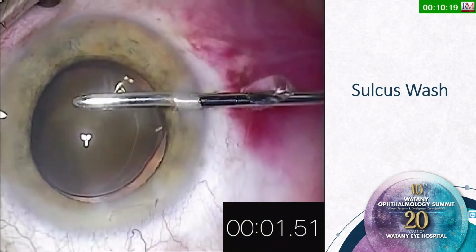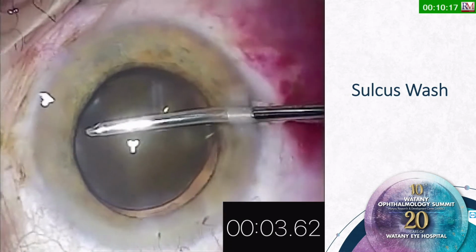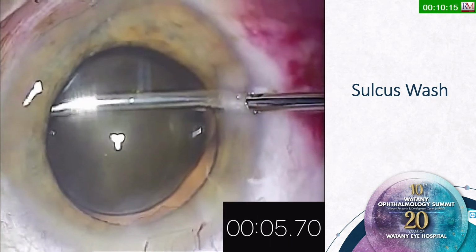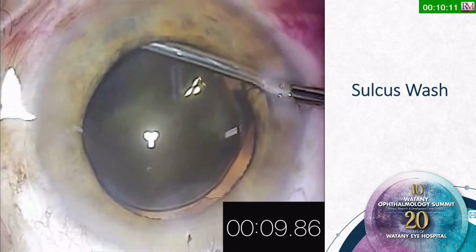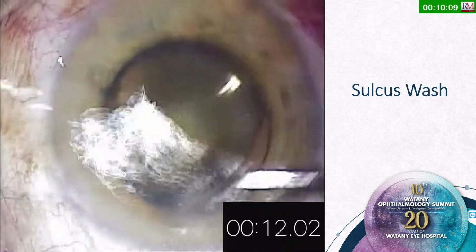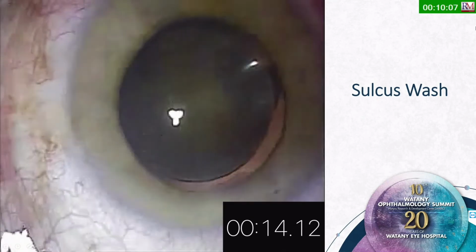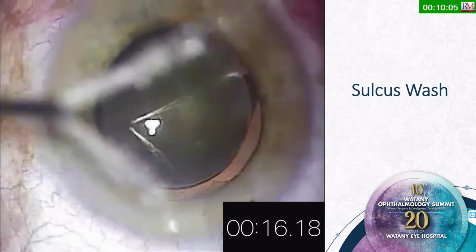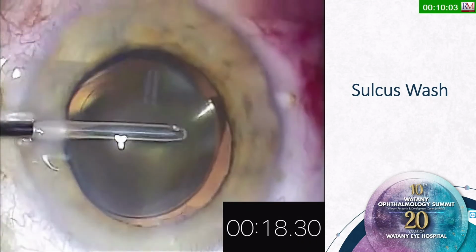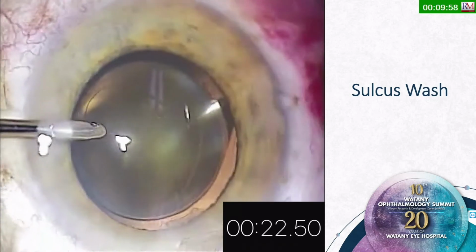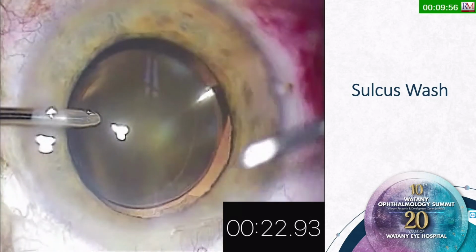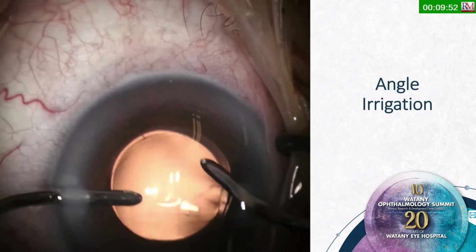So sulcus wash. In this case, I'll just show you a slow sulcus wash. It takes 10 seconds on each side, but it spares the patient months of suffering. Months, I mean many months. Not always do you get retained fragments back, but it makes you sure that the sulcus is clean.